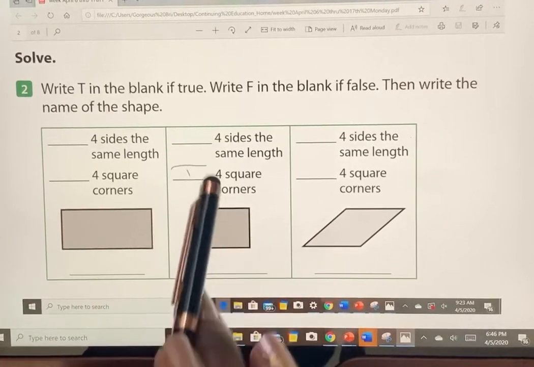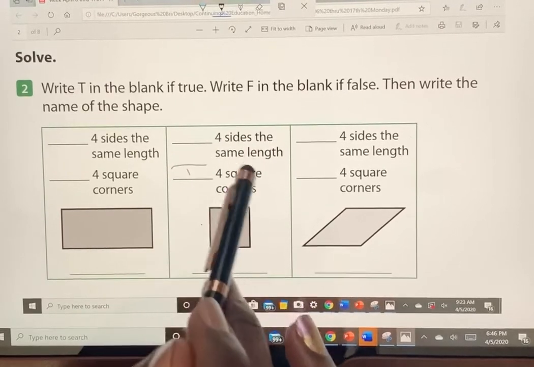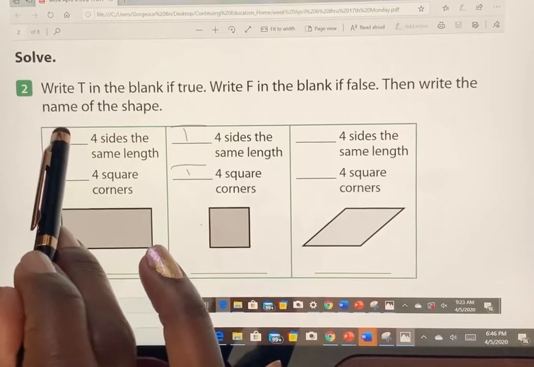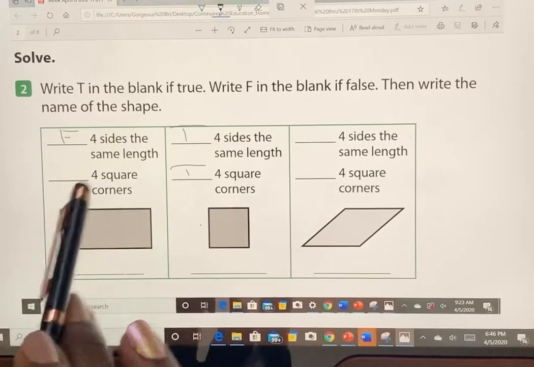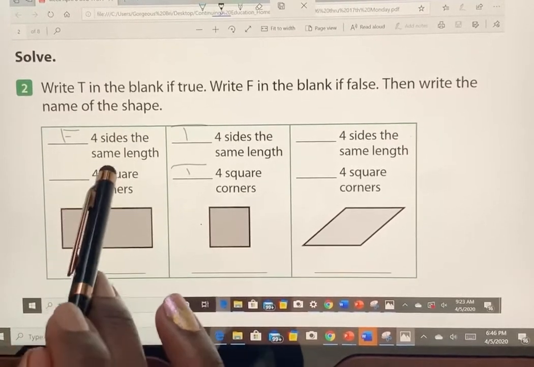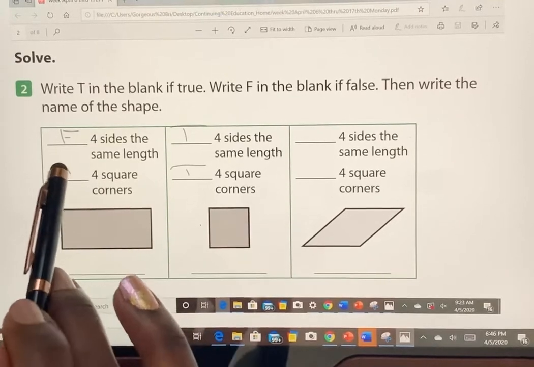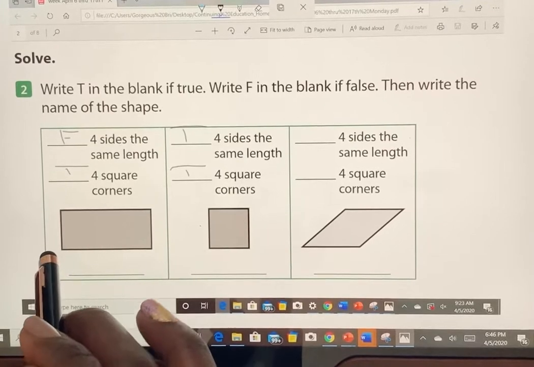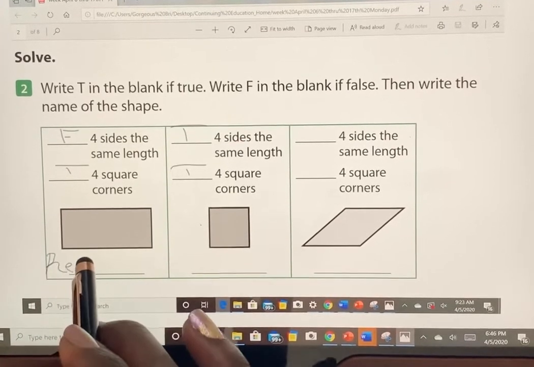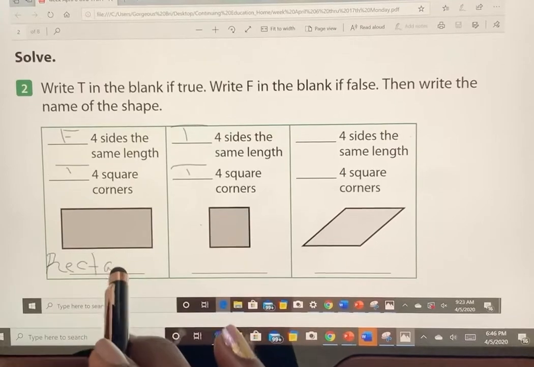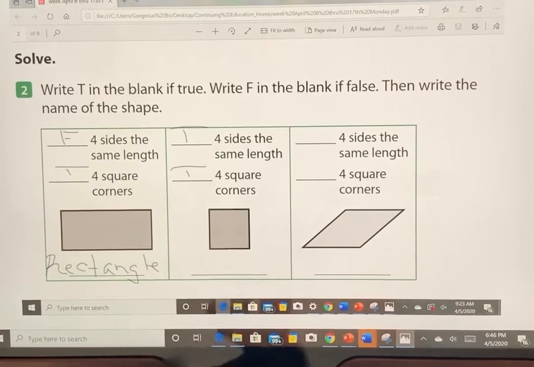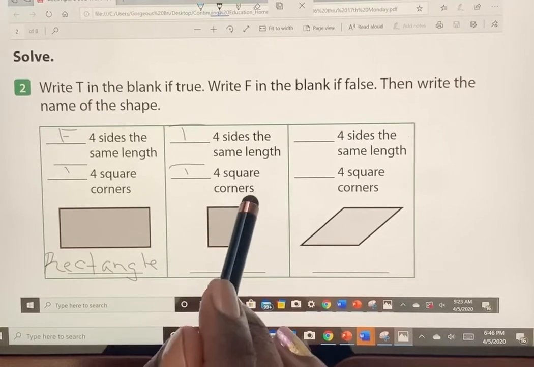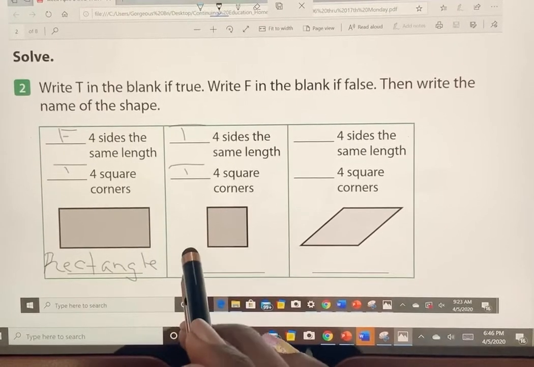True. I keep forgetting to write in the names of the shapes. 4 square corners, yes. This one is a rectangle. And it's really difficult to write with this pen on the tablet here. This one would be considered to be a square.